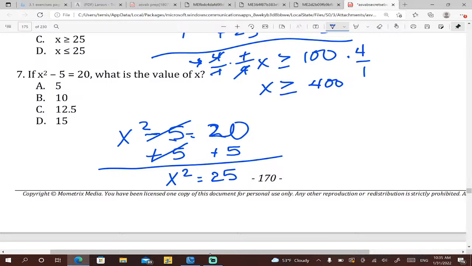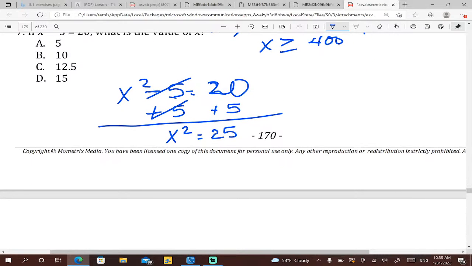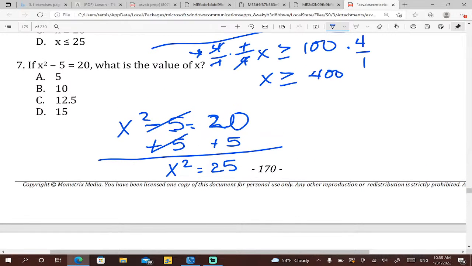Now you'd be like, how am I supposed to do this? I don't have a calculator. How do I do this without a calculator? Easy. You ask yourself, because remember, if you're squaring something, that's the same as saying you're multiplying a thing by itself. So what times itself is going to make 25? 5. And that's it.